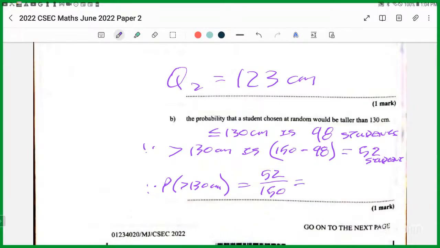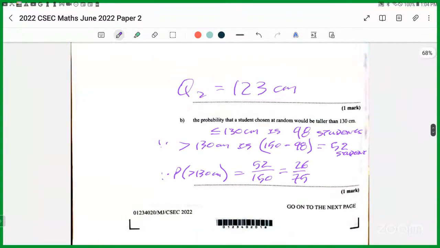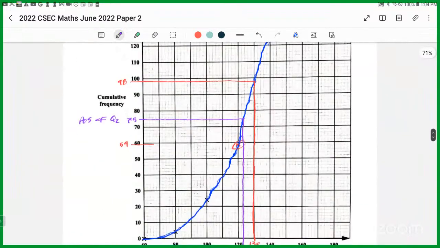That becomes 26 over 75 if you reduce it. I don't think I can reduce it anymore. All righty, I think that finishes this question.